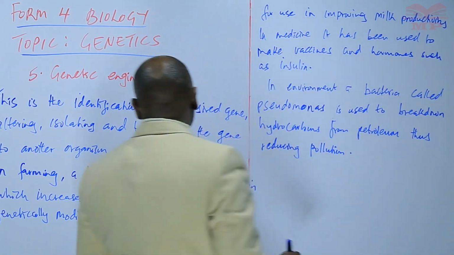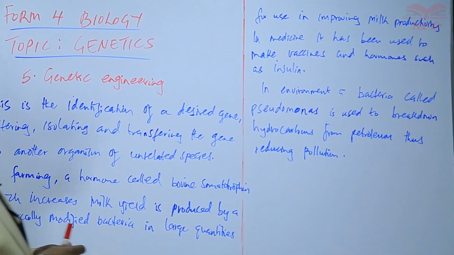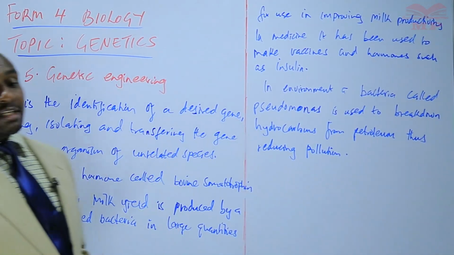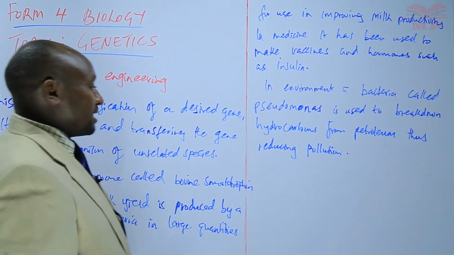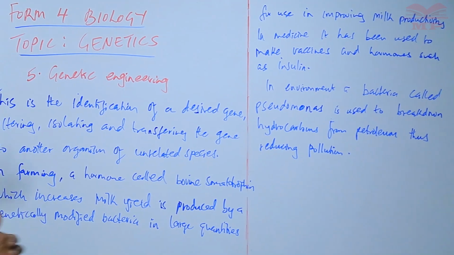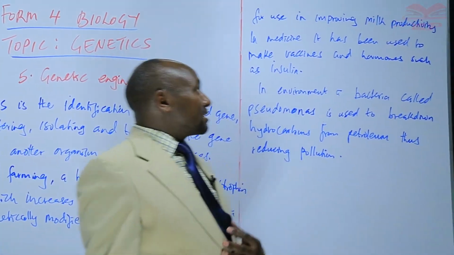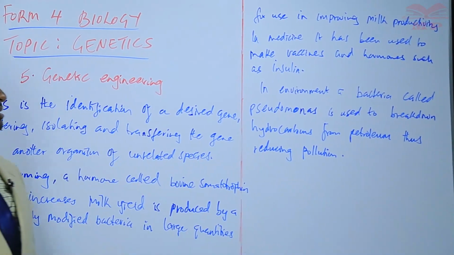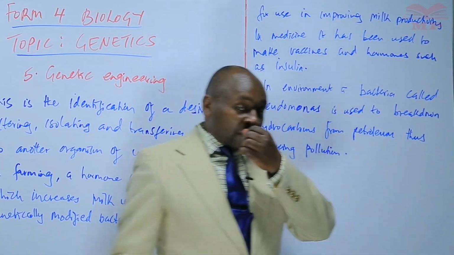So all those are cases of genetic engineering where a certain desired gene is identified, then it is altered, isolated, and then transferred into another organism so that it can either help to improve the yield, for example, in milk, in farming, in coming up with vaccines and hormones, let's say in medicine for treating various diseases, and also in environment to get rid of certain pollutants.